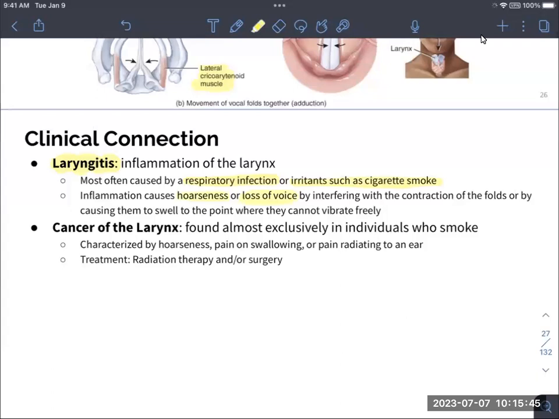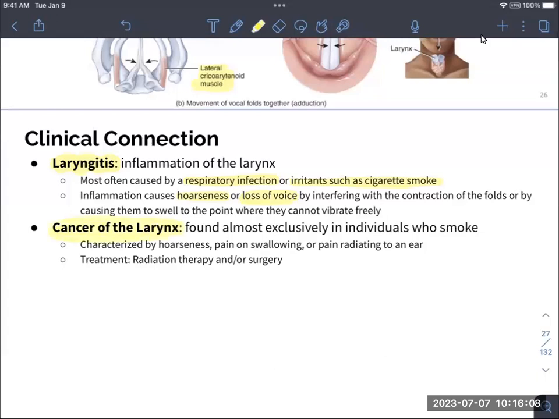You can even lose your voice because that swelling interferes with those vocal folds, or those vocal cords, from actually moving. So that muscle can't contract to move those vocal folds to vibrate to create your voice.